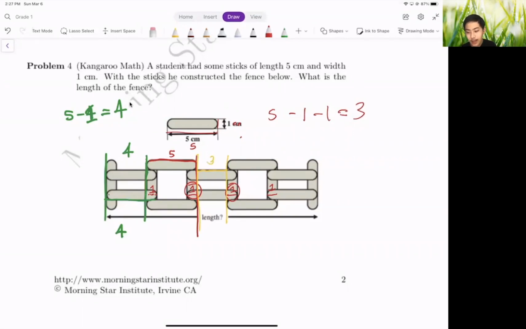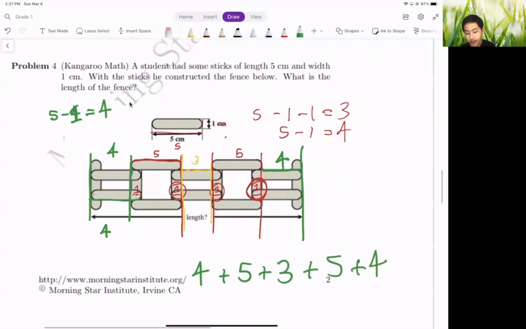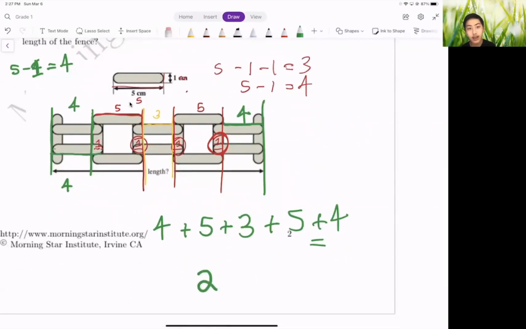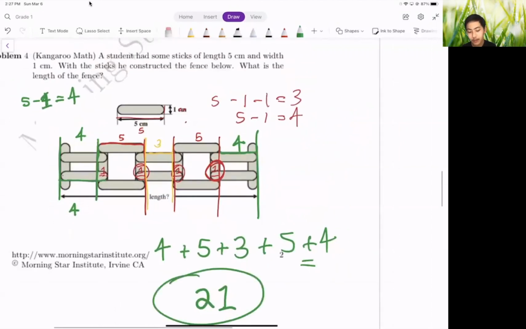And next, we again see that this is 5 because the length is 5. And finally, we have this, which is basically 5 minus 1, since this part is overlapped, equals 4. The length is 4 for this part. So in total, it's 4 plus 5 plus 3 plus 5 plus 4. And in total, let's see what this gives us. And this is just 21. Okay, and the answer for problem 4 should be 21 because we have just solved it.